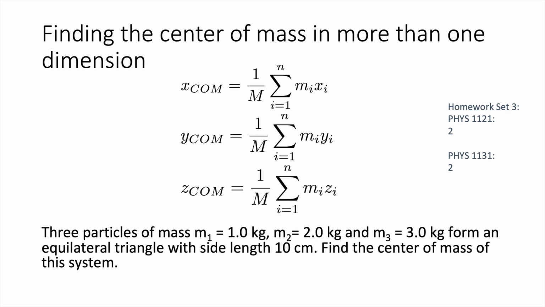So we've seen how to find the center of mass for a one-dimensional object, but it's also possible to find the center of mass for objects which have more than one dimension, such as three dimensions, like most of the objects around us. To do that, we just treat each of the dimensions separately and use these same equations to calculate the x, y, and z coordinates of the center of mass of that system. To practice using this, for Physics 1A, try homework set 3, question 2, or for Higher 1A, also question 2. But now let's have a go at this example problem.